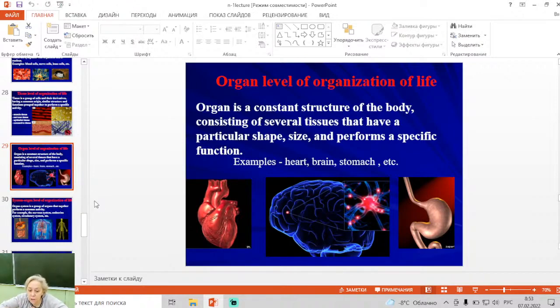Next level of life organization, organ level. What is an organ? An organ is a constant structure of the body consisting of several tissues that has a particular shape and size, and performs a specific function. On this slide you can see heart, brain, stomach, each an organ. But I want to ask you, what do you think? Skin, is it an organ or a tissue?